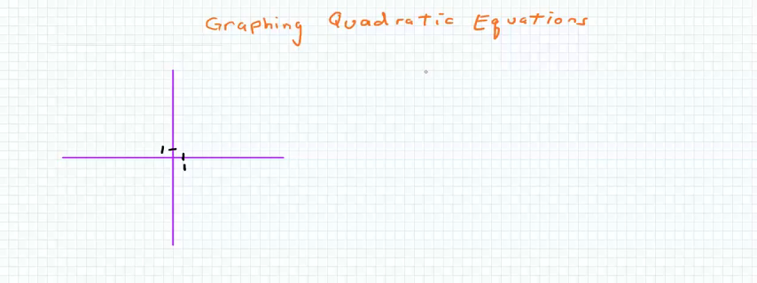First of all, what is the shape of the graph of a quadratic equation? It's a parabola. And basically, a parabola looks like this. Just a crappy little sketch, but it looks like that. Now, there's some terminology associated with that.